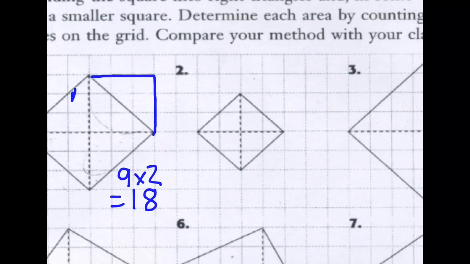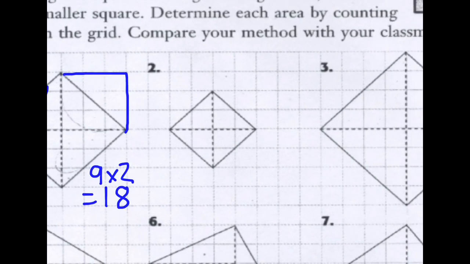Okay, let's look at another one. Number 2. I want to calculate the area of this full square. I could just do this. There's 1, 2, 3, 4. This makes 5, this makes 6, this makes 7, this makes 8. So I'd say the area of this square is 8.